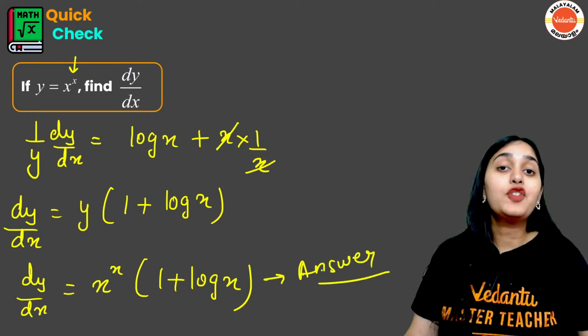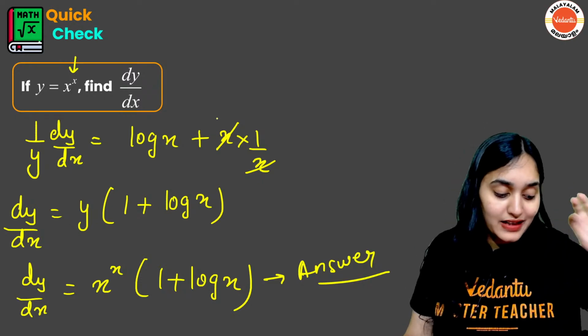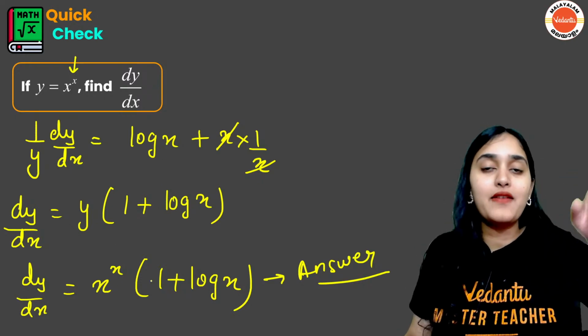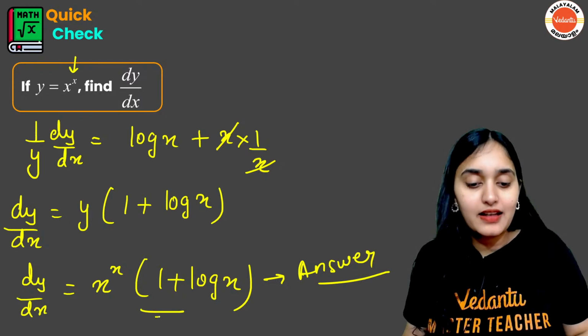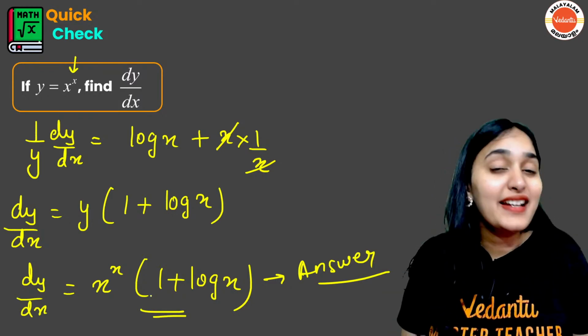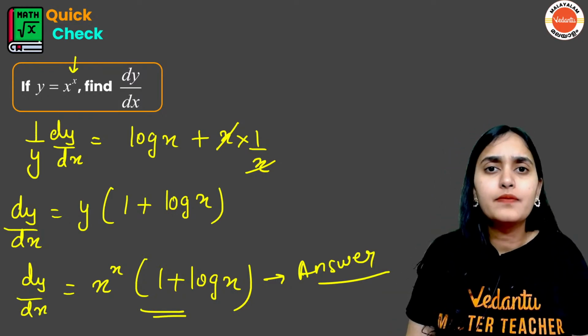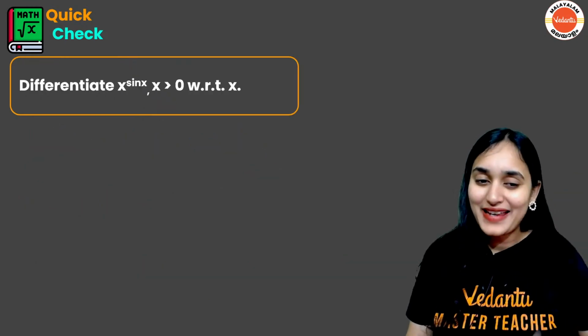See, I have told you the formula also. Differentiation of x to the power x is x to the power x into 1 plus log x. This is the derivation of that formula. Understood how we will apply log? If not, let's do one more question.